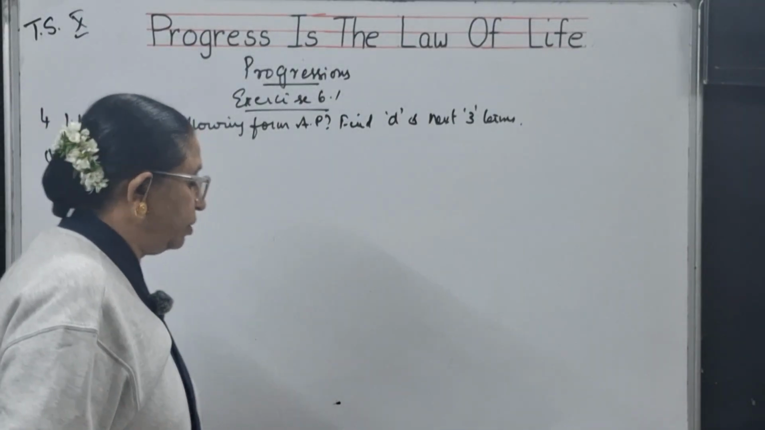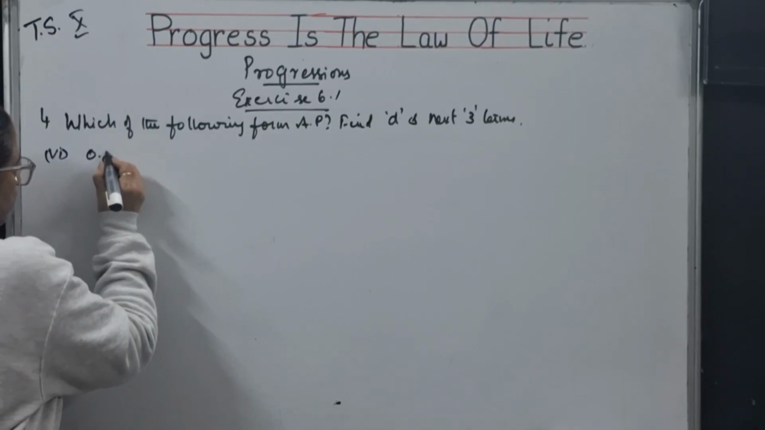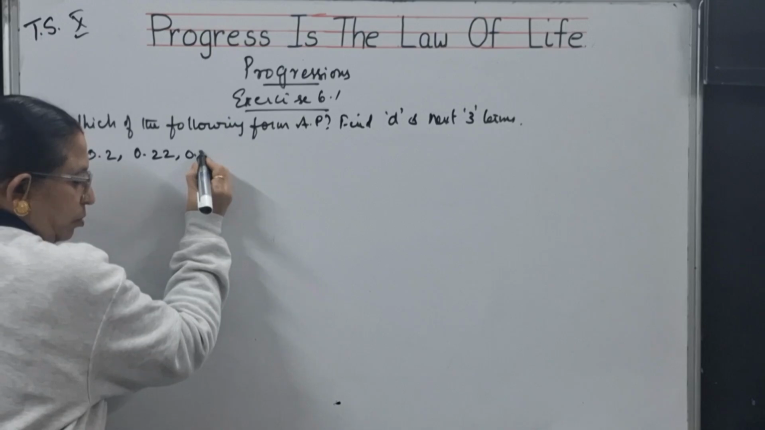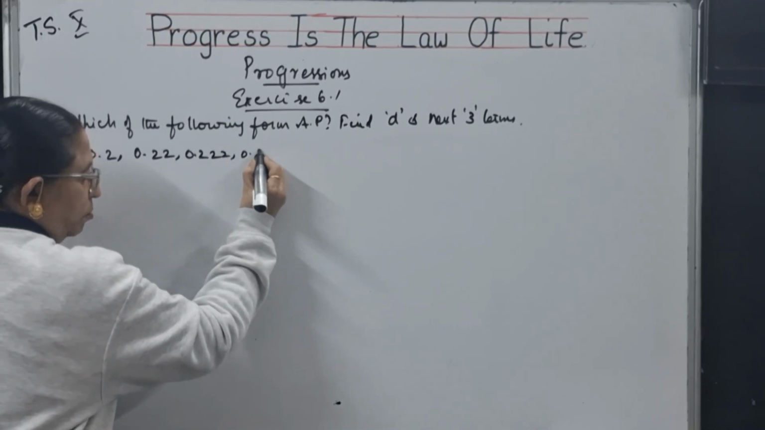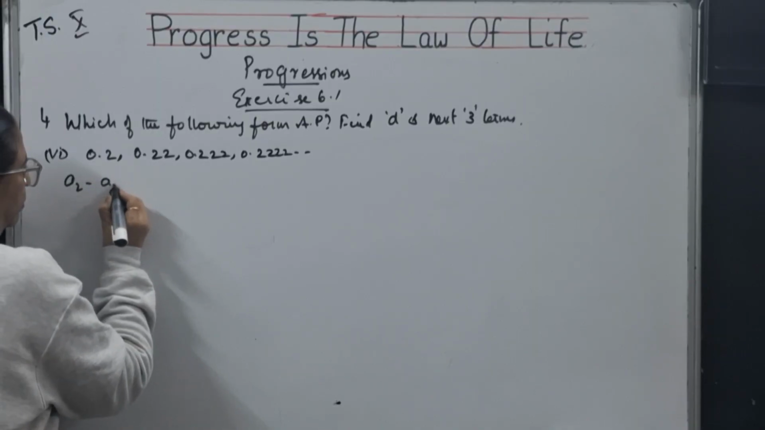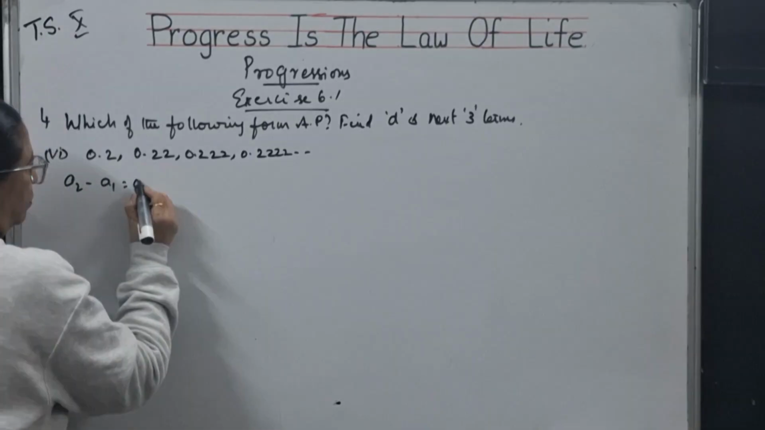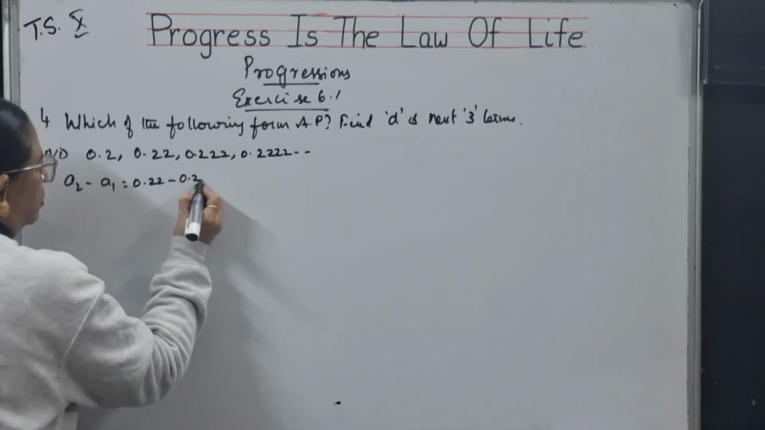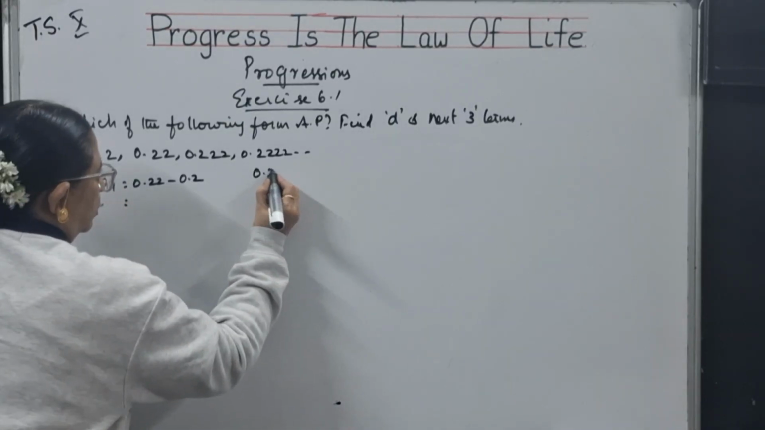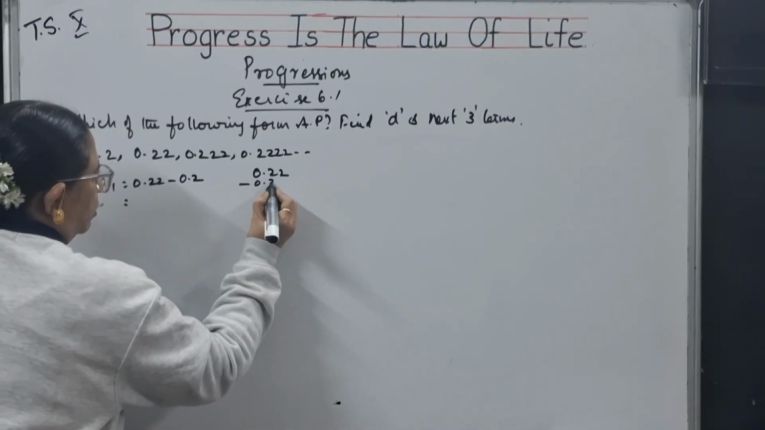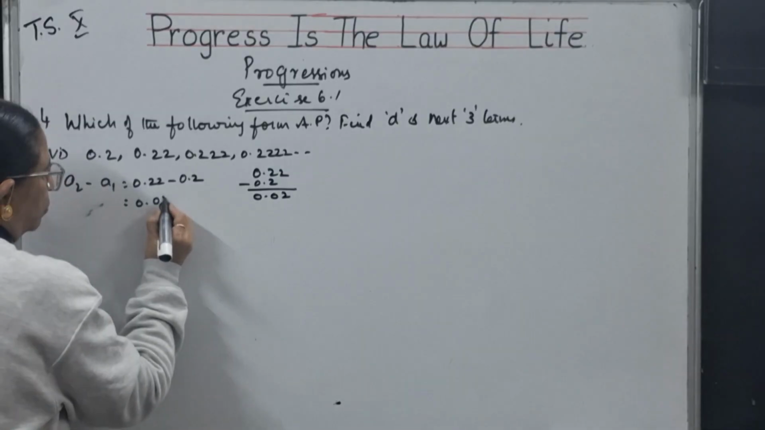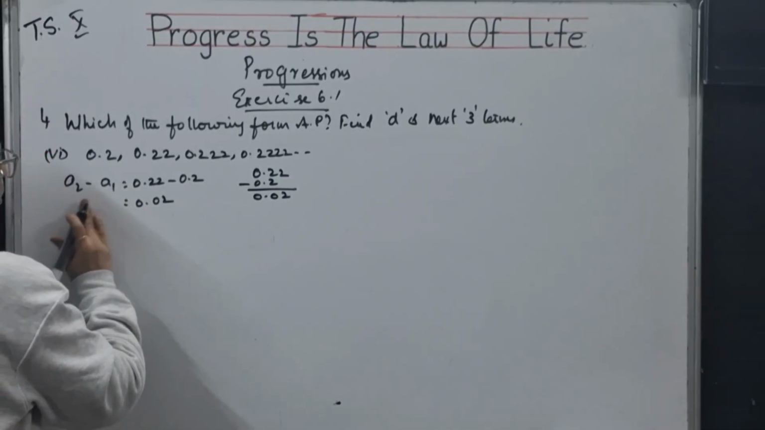Now sixth problem, children. 0.2, 0.22, 0.222, 0.2222, and so on. So let us find A2 minus A1. A2 minus A1 is 0.22 minus 0.2. So how much are you getting? From 0.22, if you subtract 0.2, you are getting 0.02 is the value that you are getting here.